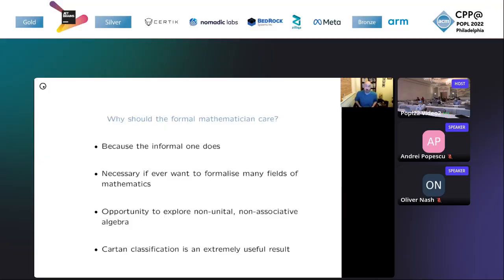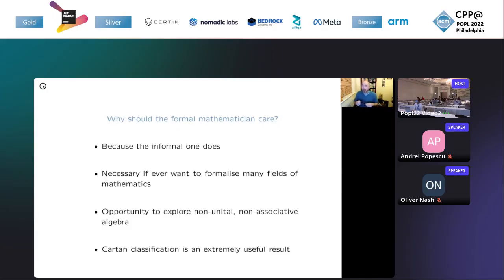So why should the formal mathematician care? Well, as a formal mathematician, I care about a superset of everything that I care about as an informal mathematician. Or another way of saying that is that it's necessary to formalize Lie algebras if you ever want to formalize many, many fields of mathematics. Just a job that needs to be done. Very nice, fun job in my experience.